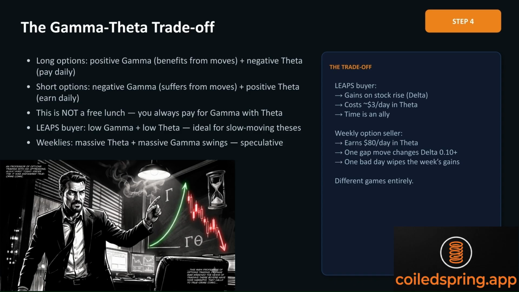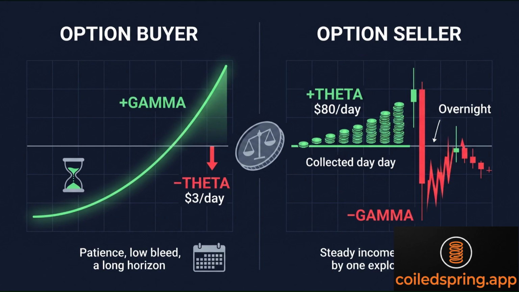Now flip to the other side. When you sell an option, the deal reverses entirely. You collect positive theta, the daily decay works in your favor, you are the one receiving the time value as it erodes. But you carry negative gamma, when the stock makes a large move, it hurts you. Your delta shifts against you. The bigger the move, the bigger the damage. Neither side is objectively better. They're different games with different risk profiles, different time horizons, and different sources of edge.